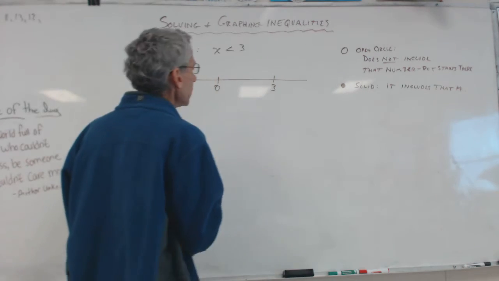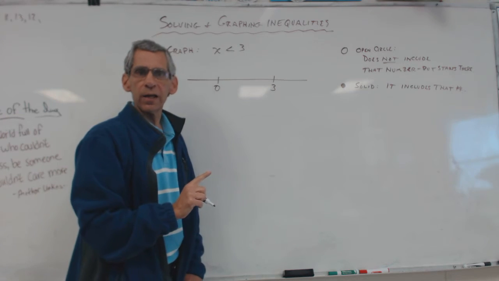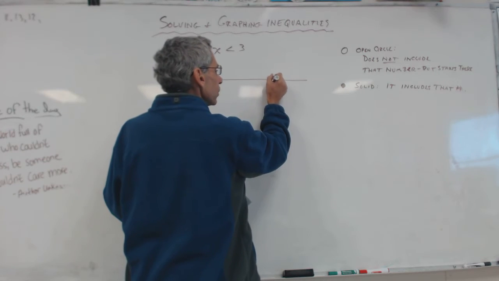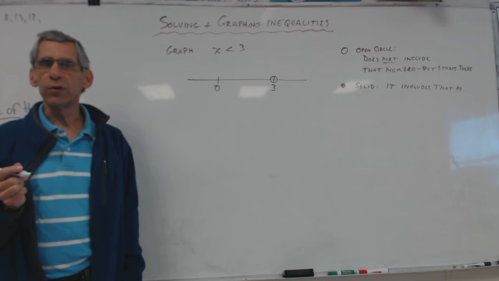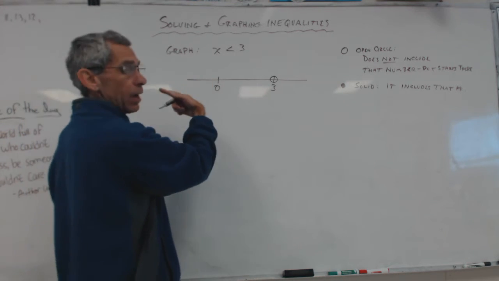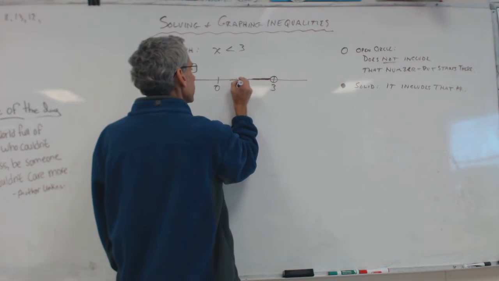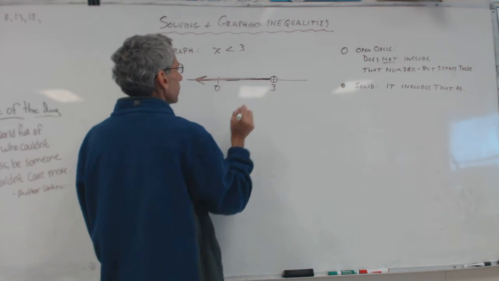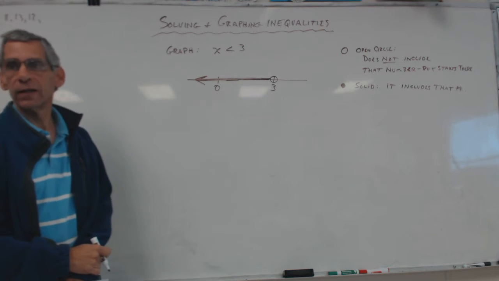Okay, great. So the question is, do I have an open circle or a solid circle on 3? Open. So I have an open circle right here. And now which way do I put an arrow? It's everything that way. So I'm going to make a big solid line and put an arrow going that way. x is less than 3.